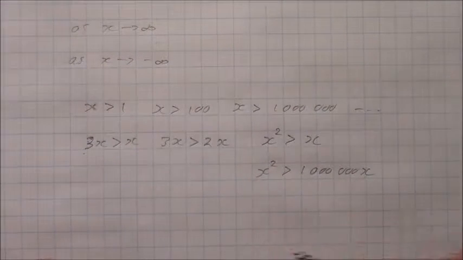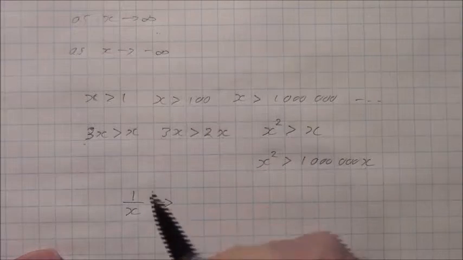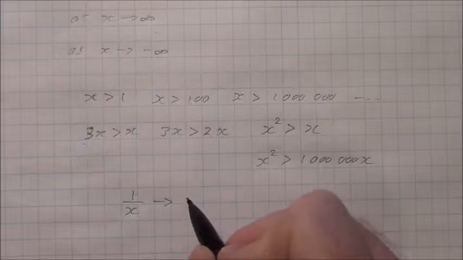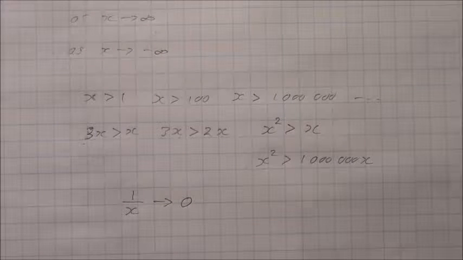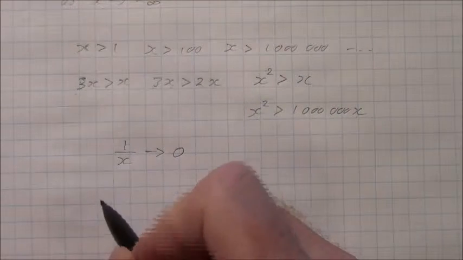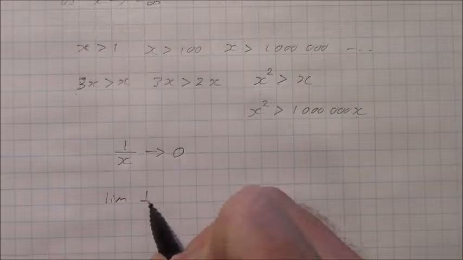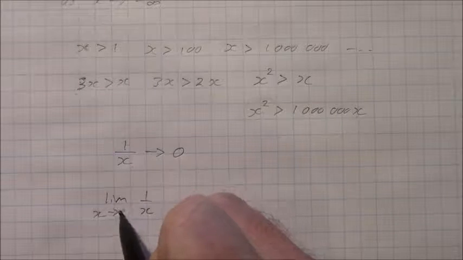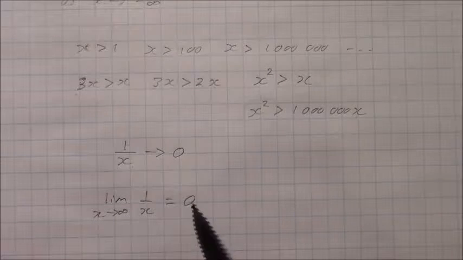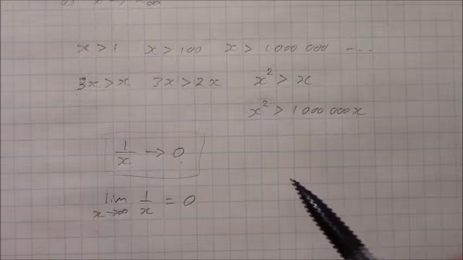So x gets so large that if we happen to have 1 over x, that's a constant divided by a super large number, that's going to approach 0. It won't actually reach 0, but it'll approach 0. Okay, and then we can state this as the limit of 1 over x as x approaches infinity equals 0. It's the limit that equals 0, as 1 over x approaches 0, as x gets very, very large.